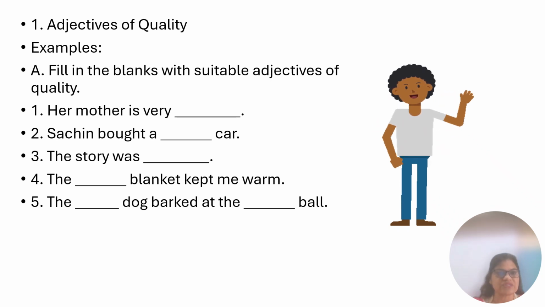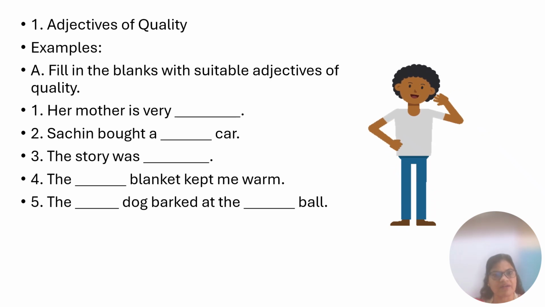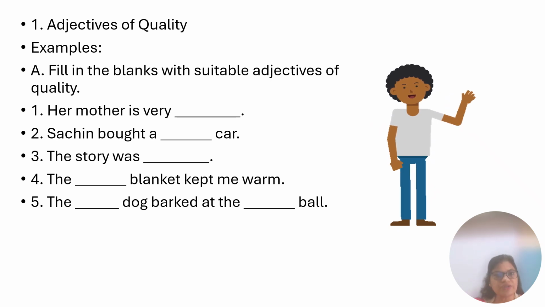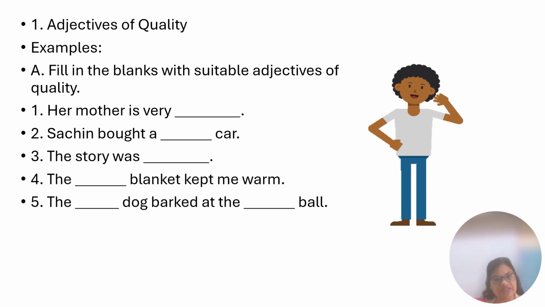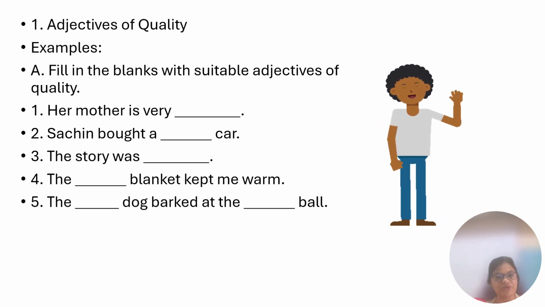Now the second sentence you have Sachin bought a dash car. So Sachin bought a big car, small car, or here you have to describe the car's condition. Okay. Now the next sentence is the story was, then fill this, the story was amazing or interesting or wonderful. You can use any word here.